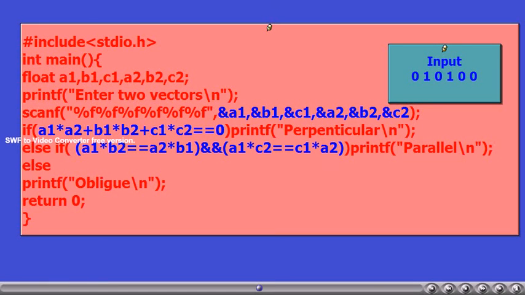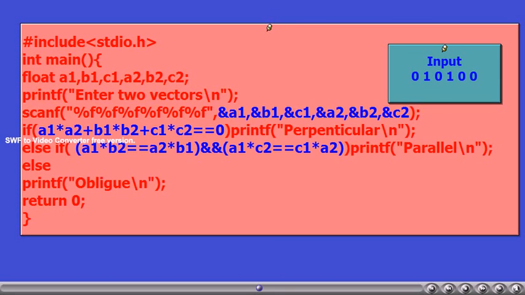As usual, we'll write our main program such that it contains 6 float type variables a1, b1, c1, a2, b2, c2. Then we read the two vectors' values or direction coefficients into these 6 variables. First, we compute the scalar product a1 a2 plus b1 b2 plus c1 c2, and check whether it is 0 or not. If it is 0, we declare the two vectors as perpendicular. Otherwise, we compare the cross products which we have discussed previously.